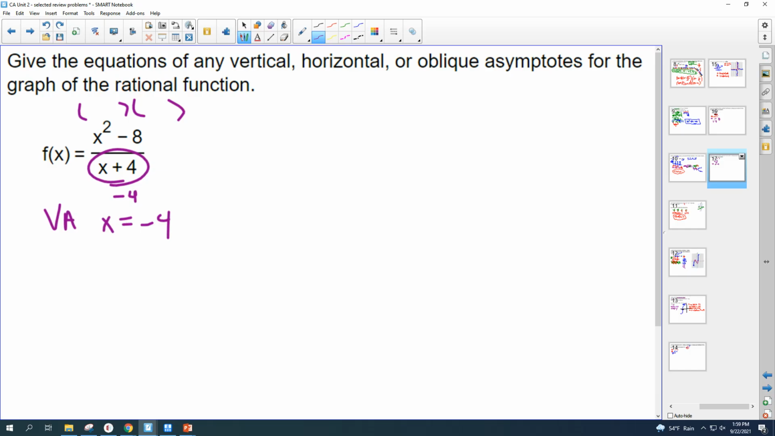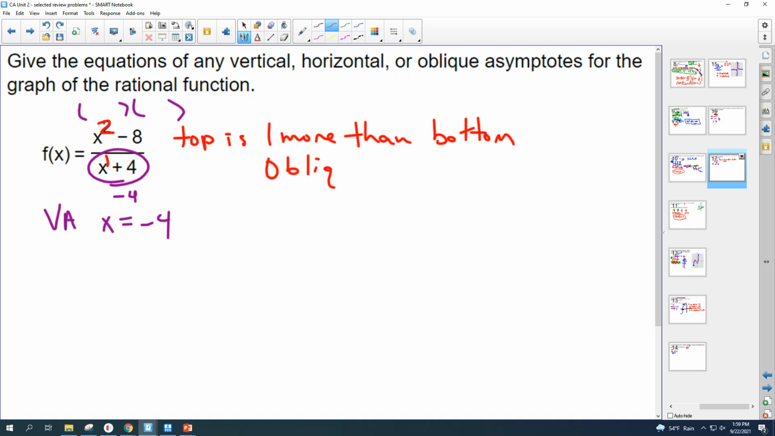As for your horizontal or oblique, look at the degree. Degree 2 on the top, degree 1 on the bottom. If the top is 1 more than the bottom, that's going to be oblique or diagonal. This one's going to have a diagonal asymptote. And so that's where we're going to have to divide. We're going to have to actually do this division that it says in this problem.